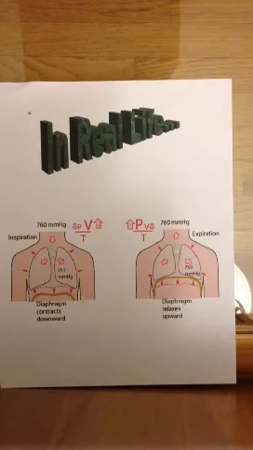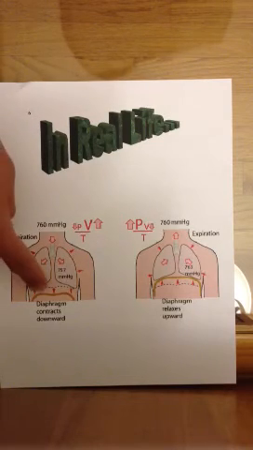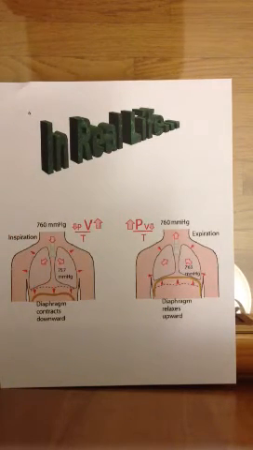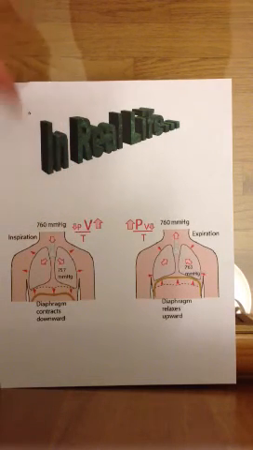We can employ Boyle's law in everyday life. Our bodies use this law every time we breathe. The volume of the lungs is controlled by the diaphragm, a muscle under the lungs, and the rib cage, which is able to expand and contract.